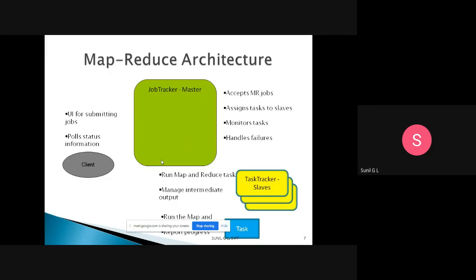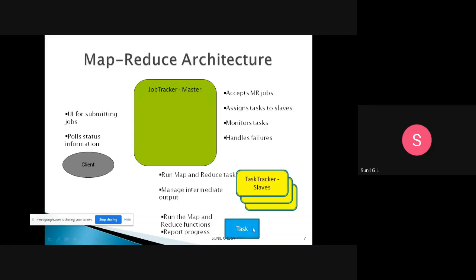When you come to the slaves, they are nothing but task trackers. The actual map reduce job will be done by these task trackers. Here it will run the map reduce tasks. Task trackers run the map reduce tasks and manage intermediate output. After that it runs the map reduce functions and reports progress. So here it manages the intermediate output.